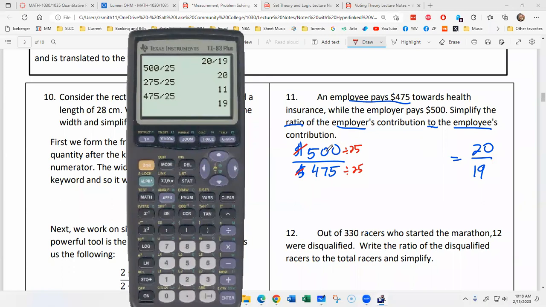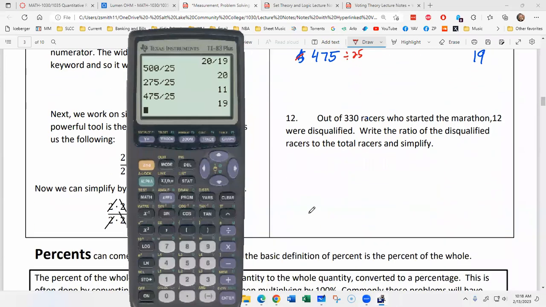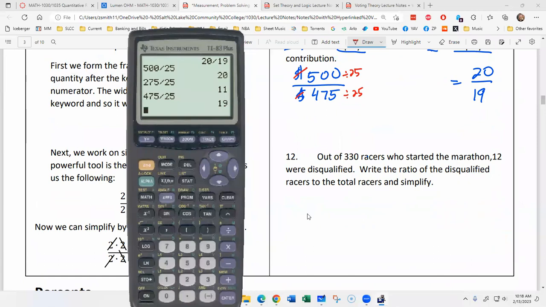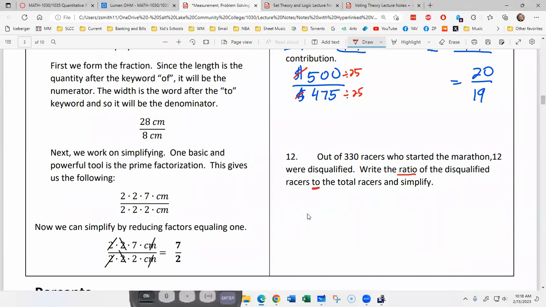So the way to create the ratio depends on what thing goes before the word to and what thing goes after. The stuff before is in the numerator. The stuff after the word to in the ratio is in the denominator. So number 12, out of 330, there's the word to. So the numerator is the stuff before, and the denominator is the stuff after the word to. So disqualified racers, 12, over total racers, 330.